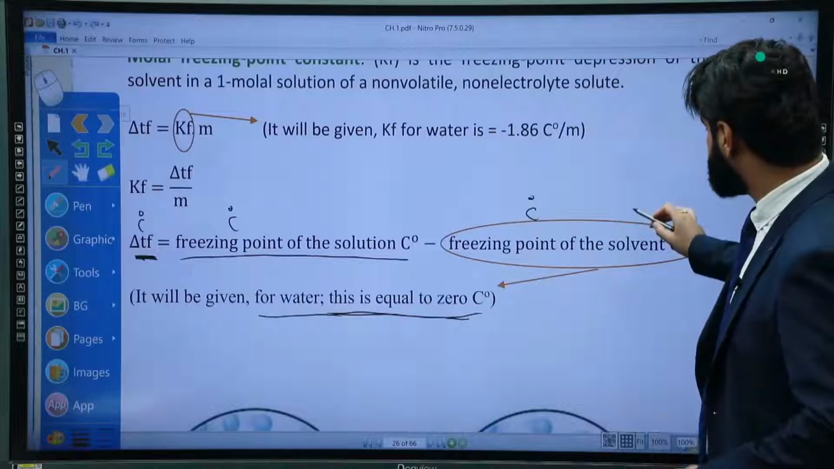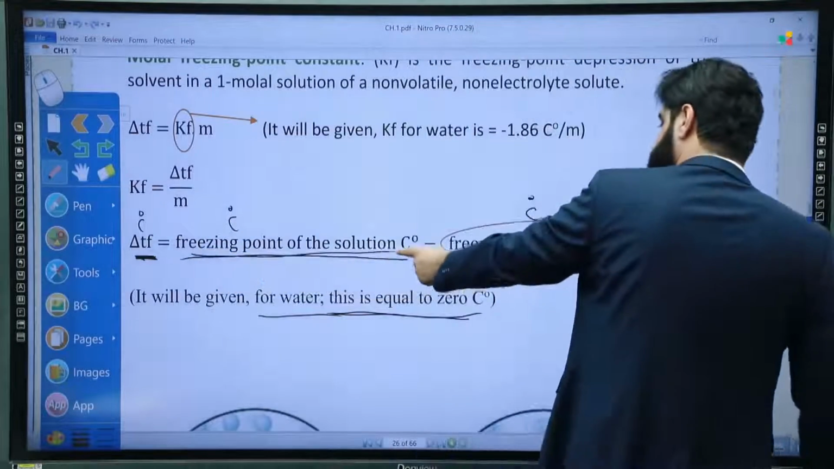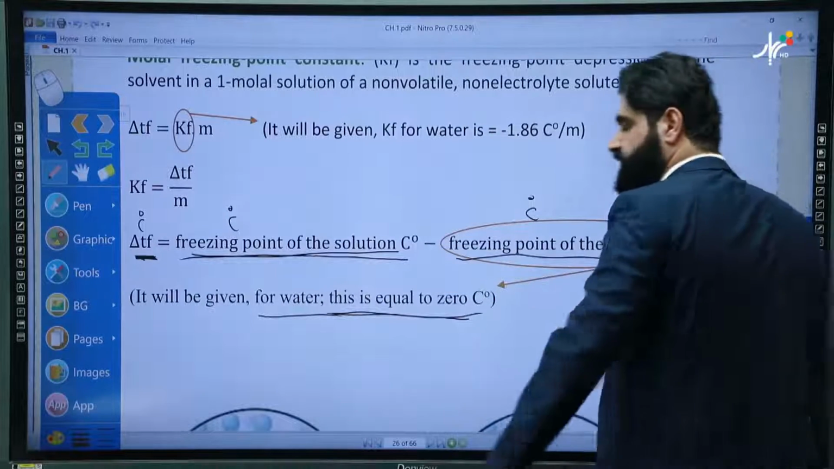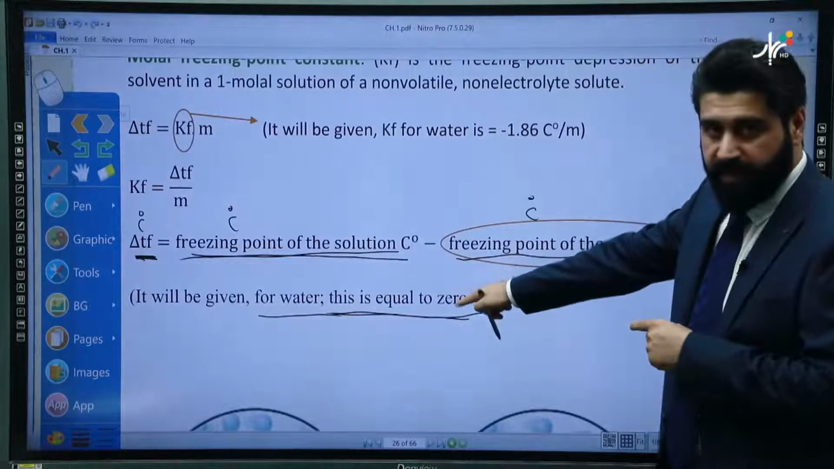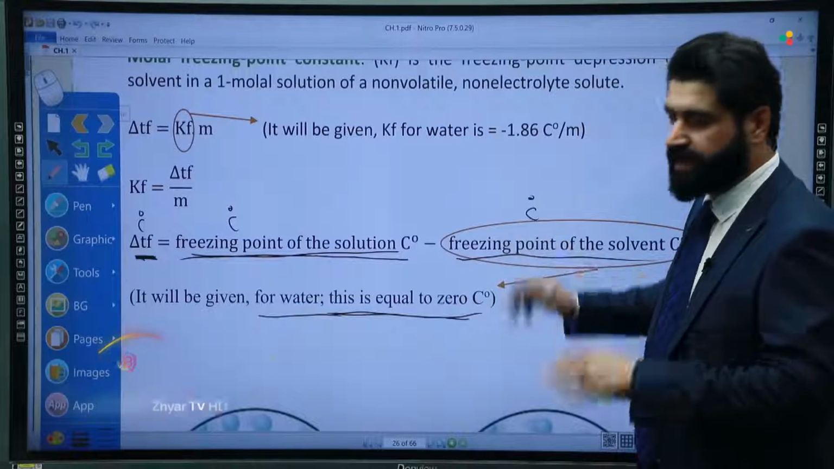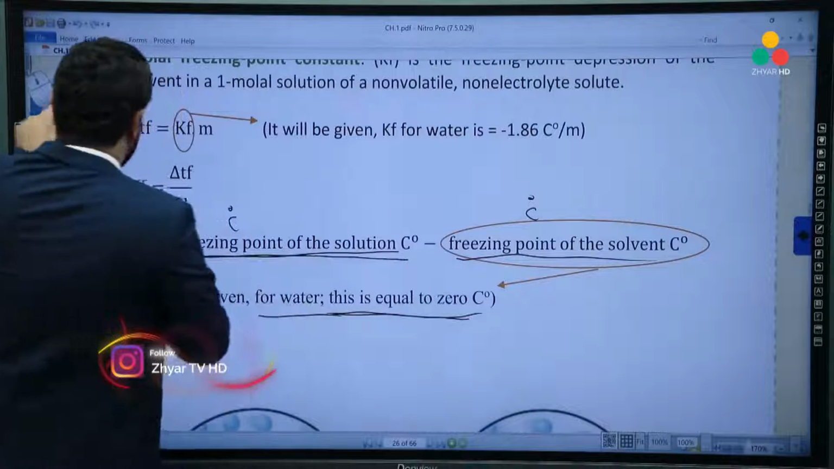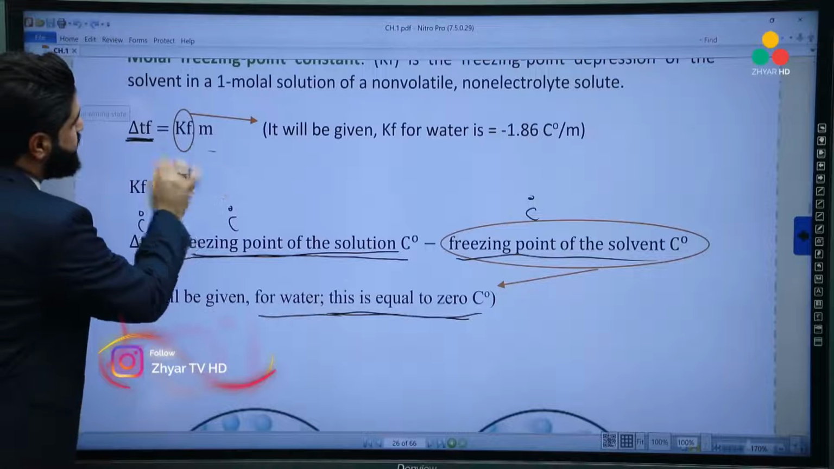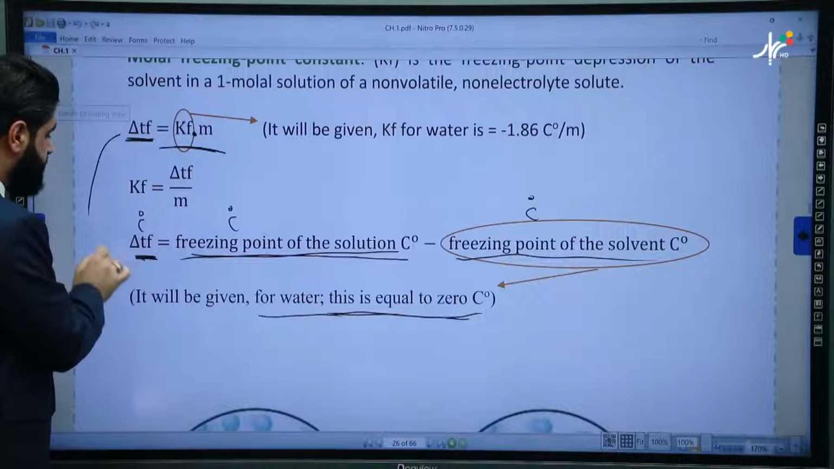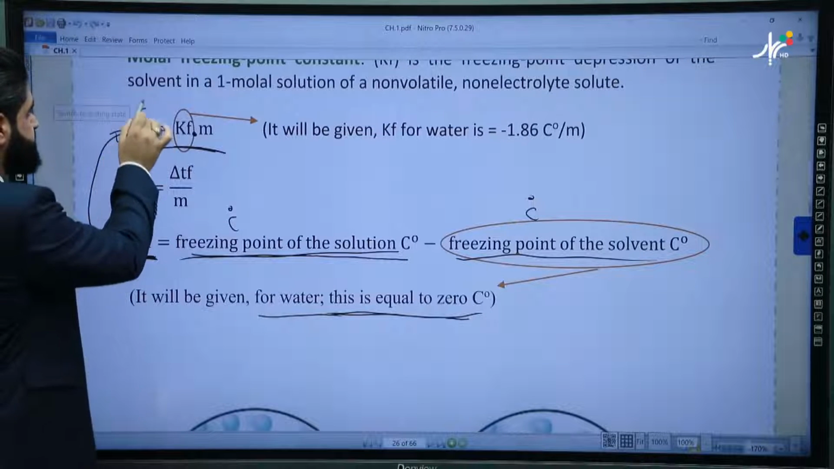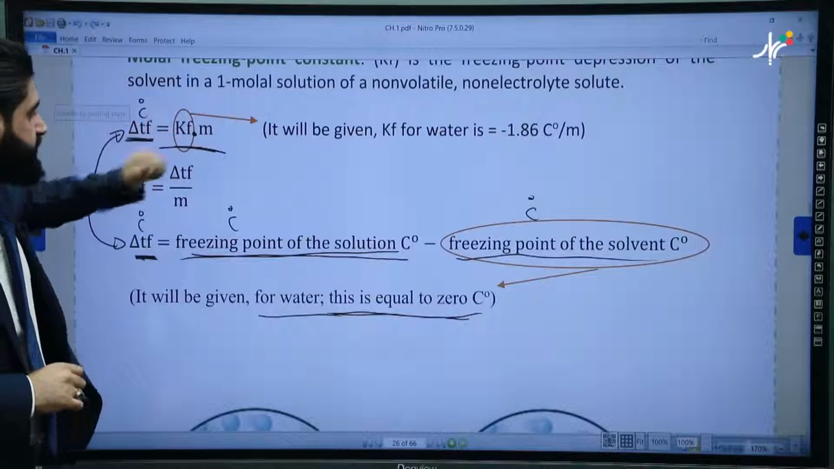This is the first equation. Delta TF equals the freezing point of the solution minus the freezing point of the pure solvent. The freezing point of the pure solvent is 0 if the solvent is water, and if not, it must be given. About the second equation, delta TF equals KF times molality. Delta TF is the same, it's in Celsius degrees, okay?